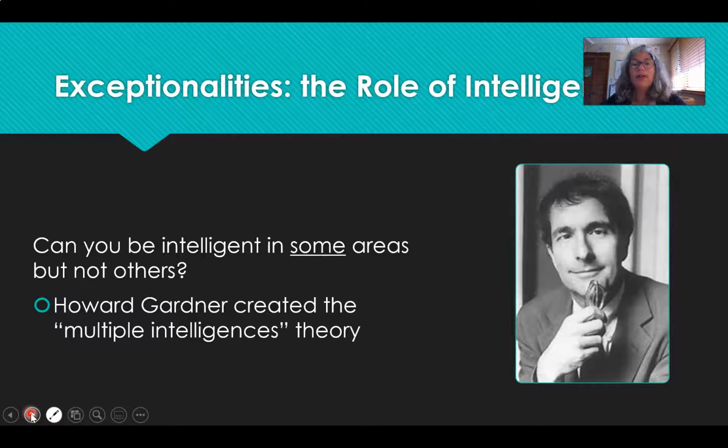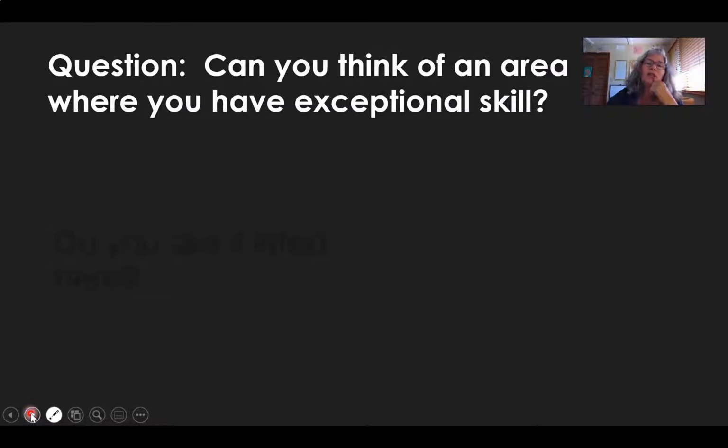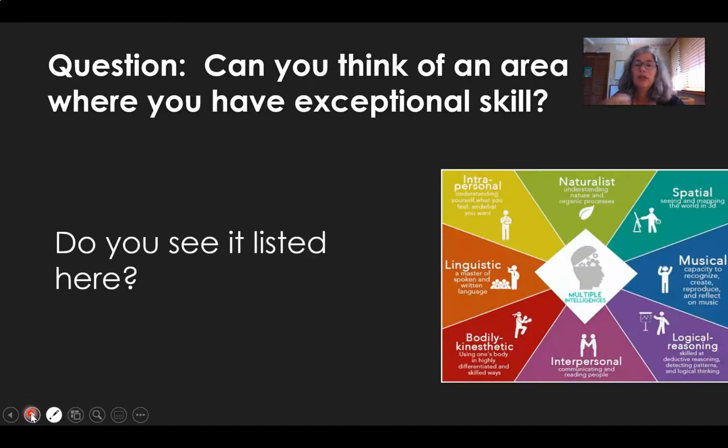Howard Gardner is a very famous educational psychologist and psychologist in general who created the idea of multiple intelligences. So multiple intelligences, the idea that there's more than one way of looking at intelligence. So here's a question for you. Can you think of an area where you have exceptional skill? Something you're just really good at? Well, if so, do you see it listed here?